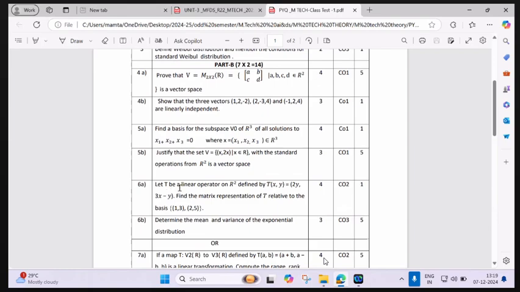And then we have T, a linear operator from R2 to R2 only. Okay. Then T of x comma y is 2y comma 3x minus y. You have to first find the images of these. What basis are you using? If they are not mentioning any basis, you will go with the standard basis 1 0, 0 1. But in this question, they have provided us the basis. Find the matrix representation of T relative to the basis 1 comma 3 and 2 comma 5.